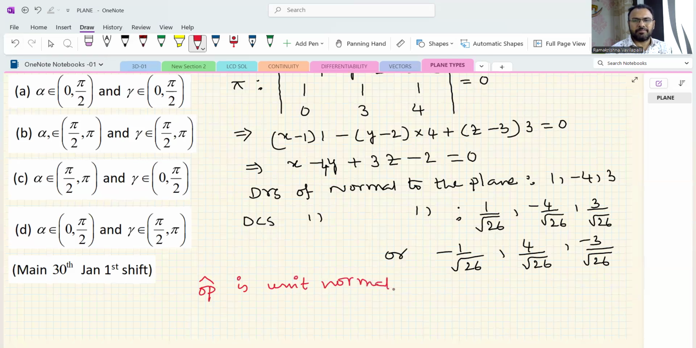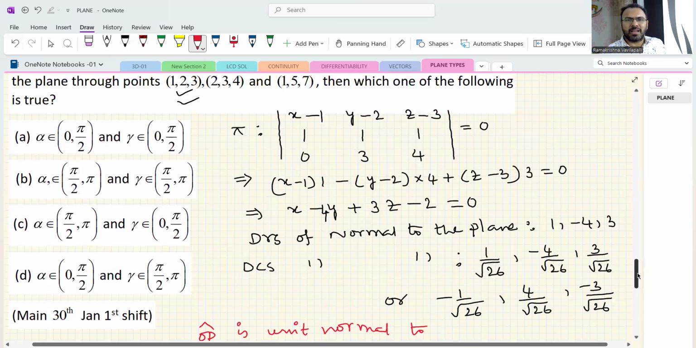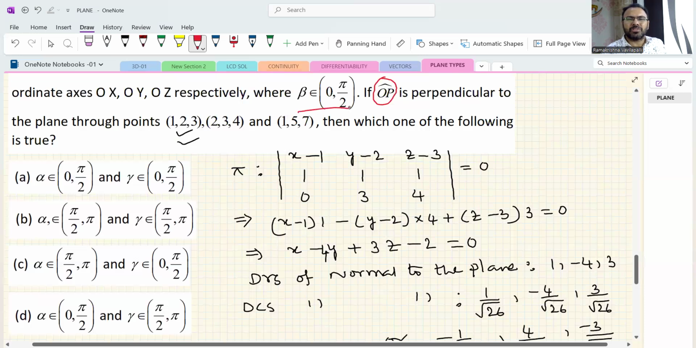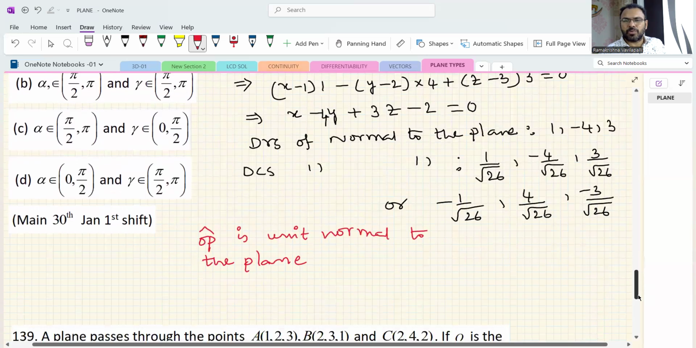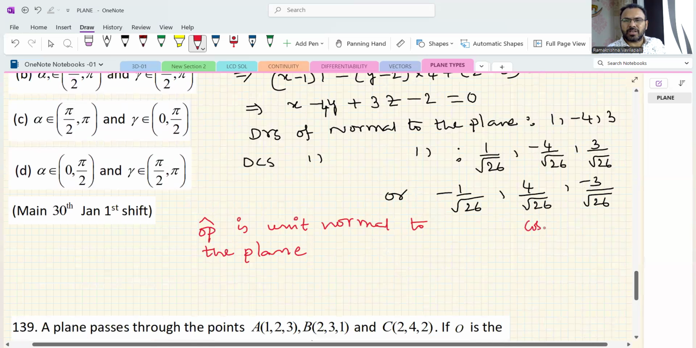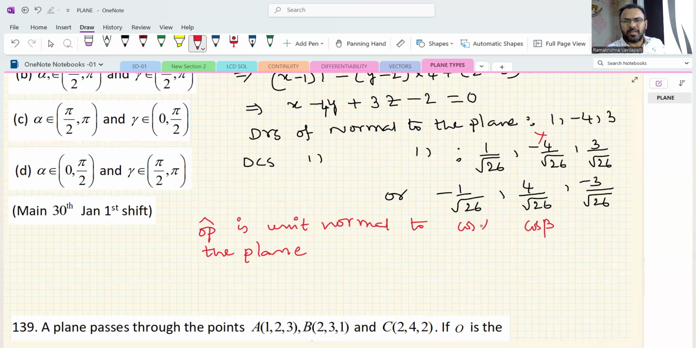Normal to the plane. It makes angles alpha, beta, gamma with positive x, y, z. But here you see that they have given that beta belongs to open 0 to pi by 2. So therefore cos beta is positive. So we have to choose that this is cos beta. This is eliminated. Then this is cos alpha, and this is cos gamma. Got it?